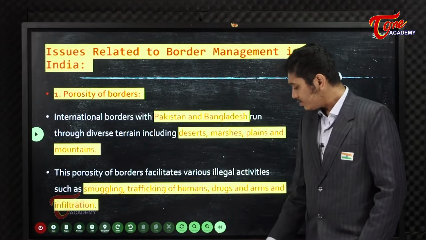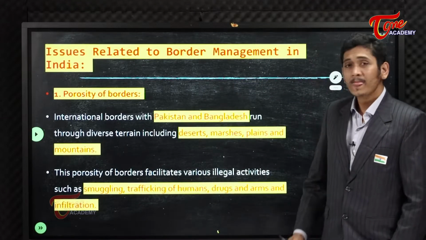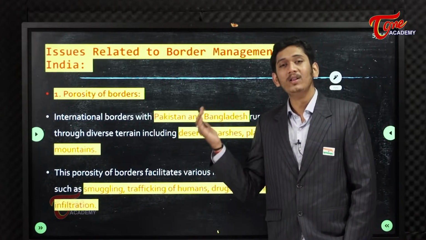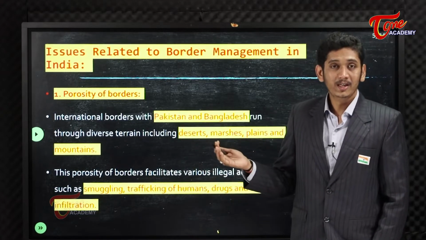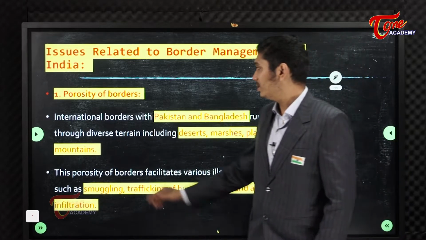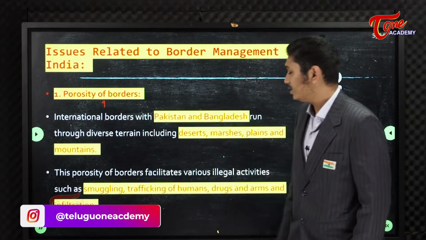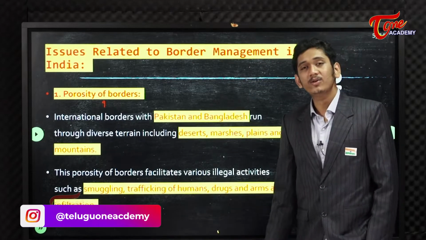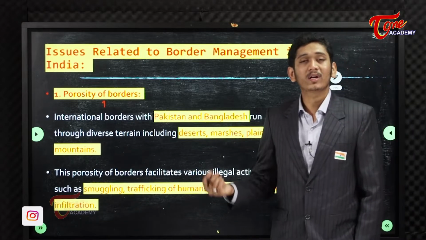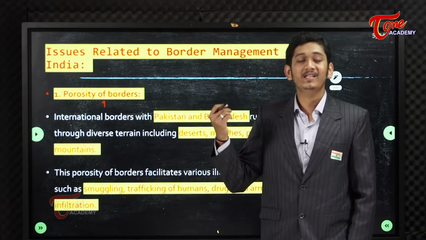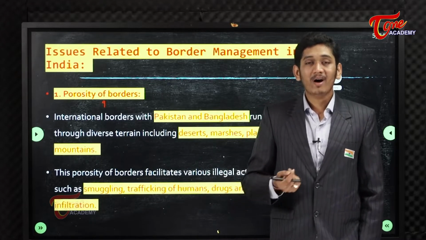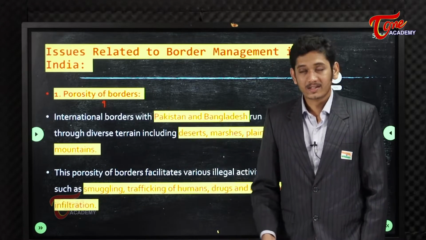Next, what are the issues related to border management in India? As we have seen, India's border is very complex, having all the extreme geographical terrains. With that also come challenges like porosity of borders. What exactly is the porosity of borders? As I showed you, because of its complex geographical terrains, the border is not completely fenced, especially in regions such as the Himalaya, desert areas such as Rajasthan, and marsh areas such as the Kutch region.